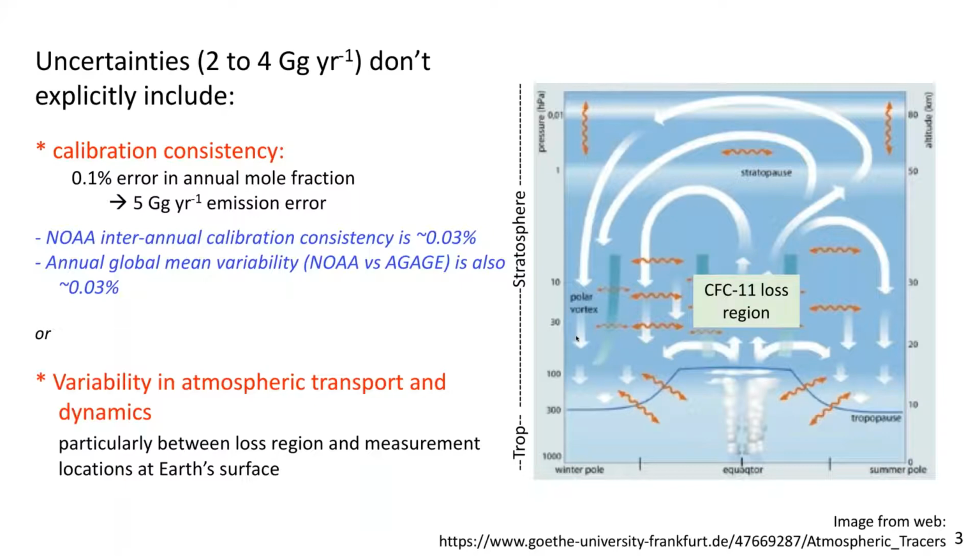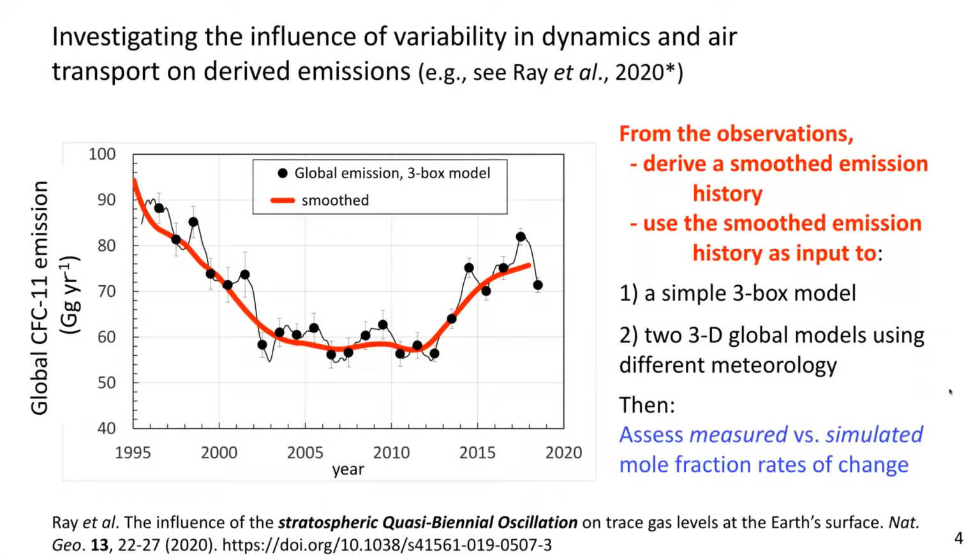The other factor playing into this is variability in atmospheric transport and dynamics, particularly given that we make measurements at Earth's surface, which characterizes, presuming a good, well-mixed atmosphere, up to maybe about 80% of the atmosphere, and yet the loss region is in the stratosphere. There's variability in how air from that loss region reaches the surface where we make measurements. It's that variability that we're trying to understand and quantify here today.